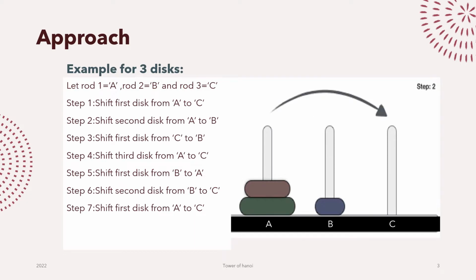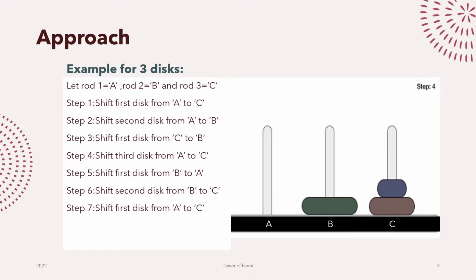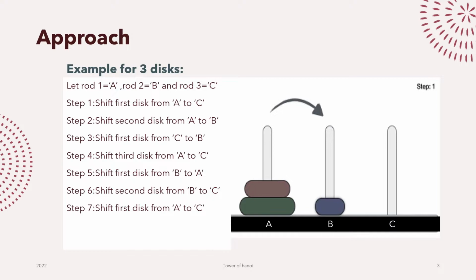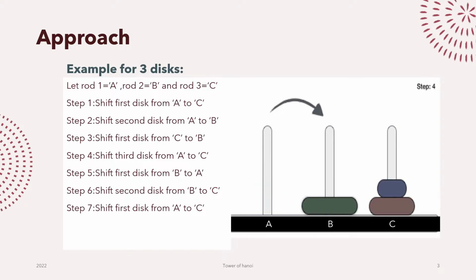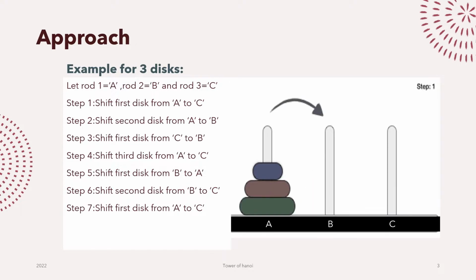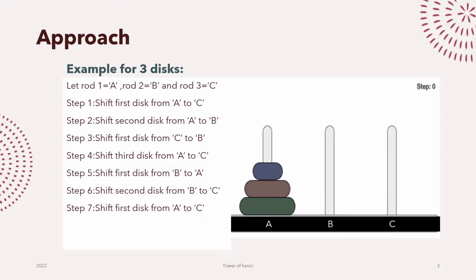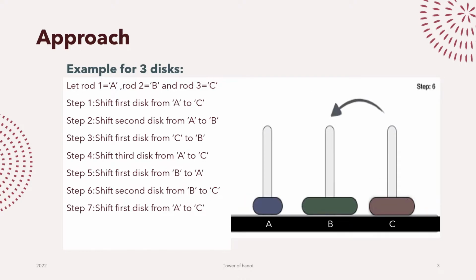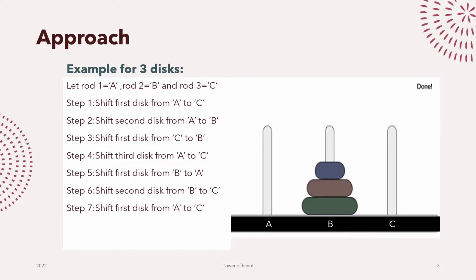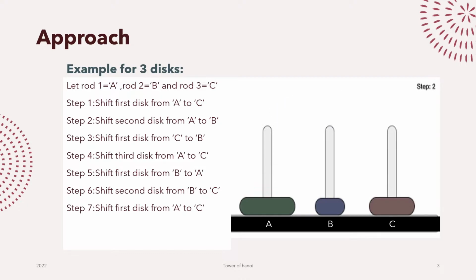Let's take an example with 3 disks. We can solve the problem with this approach to move all the disks from A to C. First, move the top disk from rod A to C, then shift the second disk from A to B, then shift the first disk from C to B, shift the third disk from A to C, shift the first disk from B to A, shift the second disk from B to C, and shift the first disk from A to C. Thus we can solve this problem.